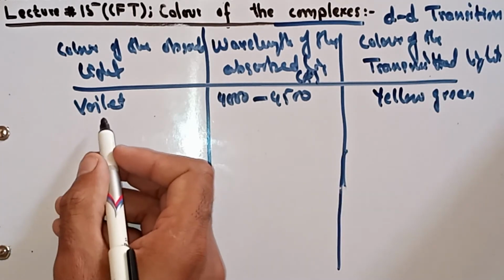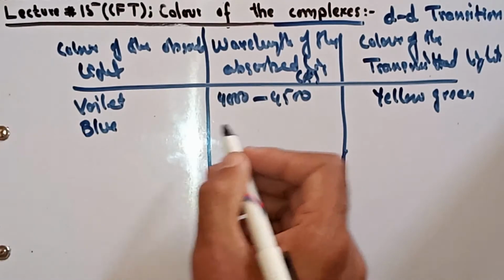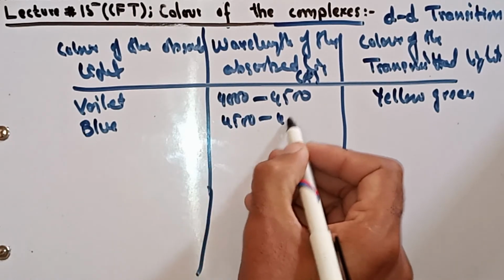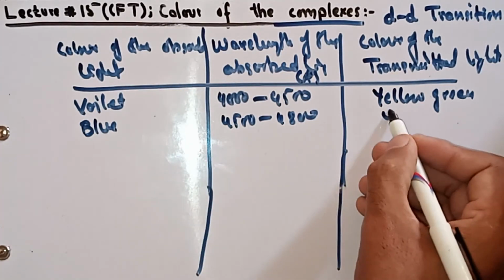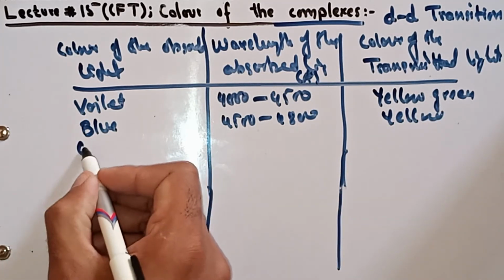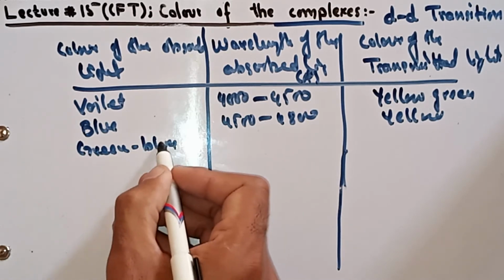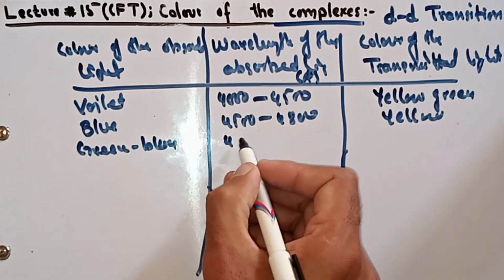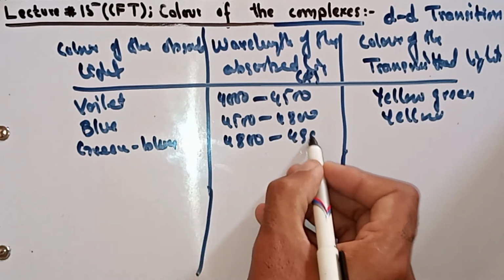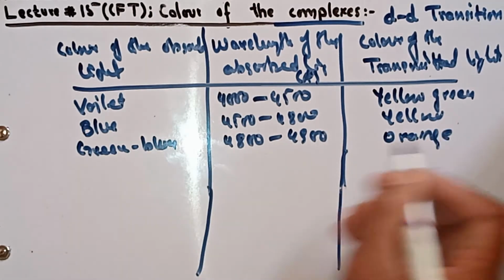When the complex absorbs blue color, its wavelength is 4500 to 4800, while its complementary color is yellow. When the complex absorbs green blue color, its wavelength is from 4800 to 4900. The complementary color of that light is orange.